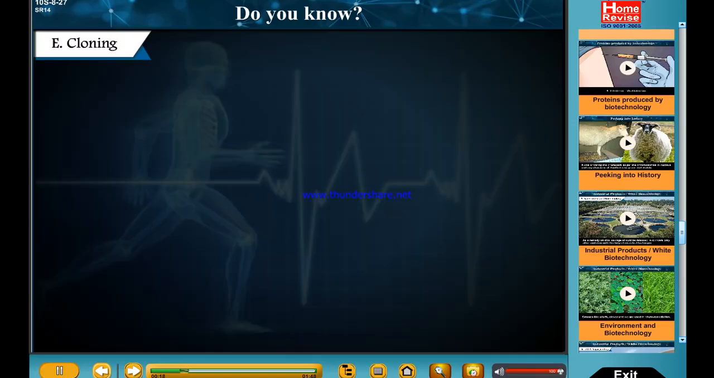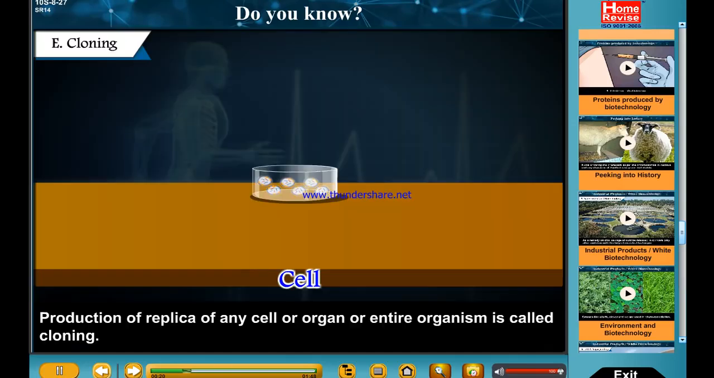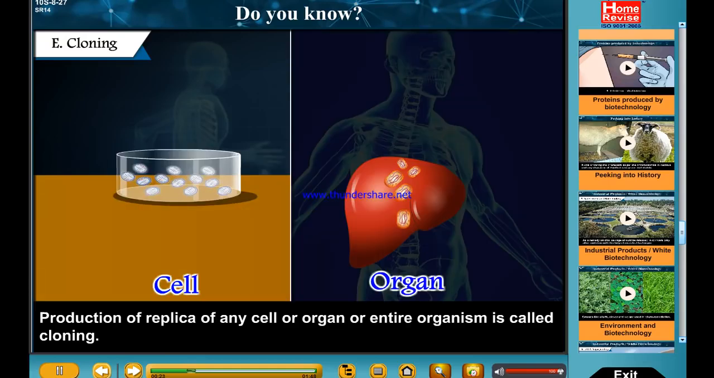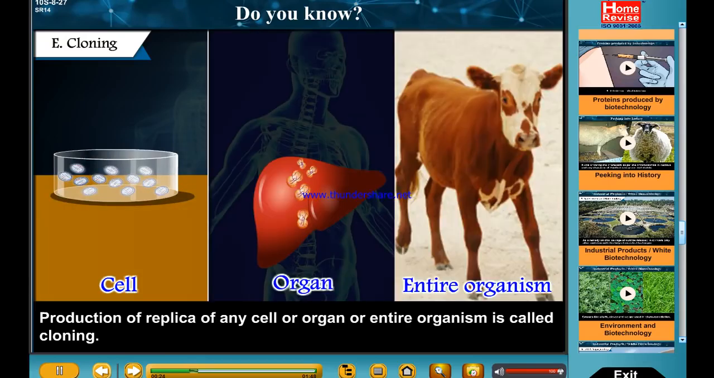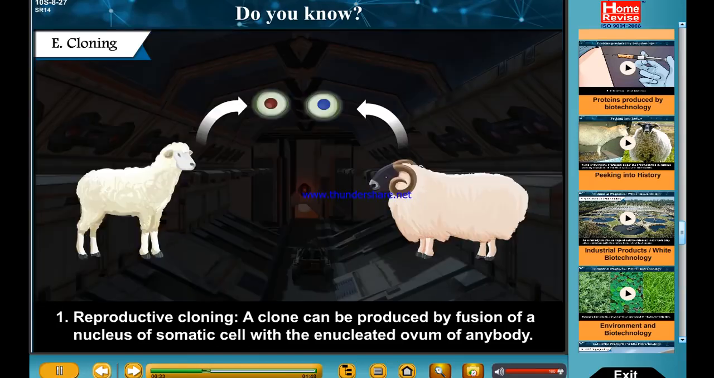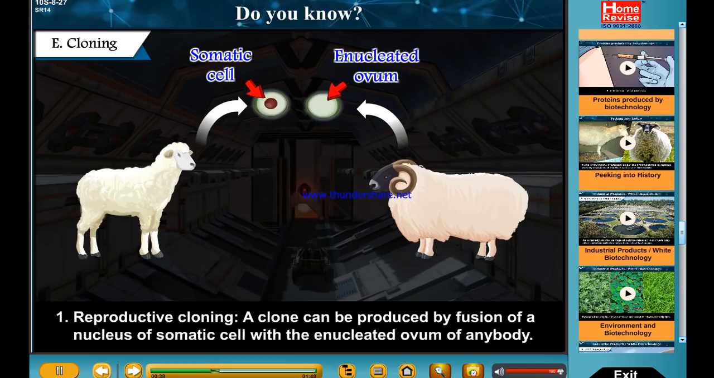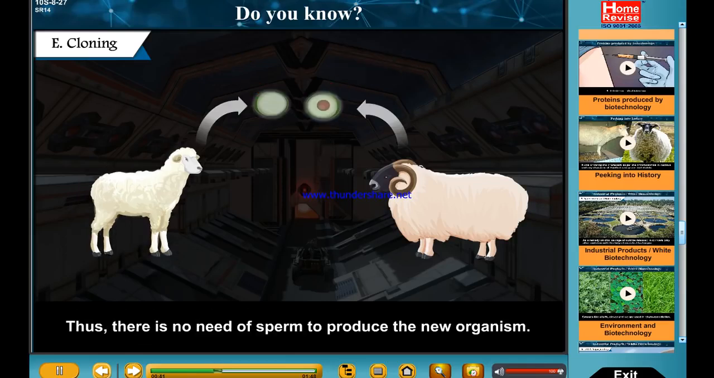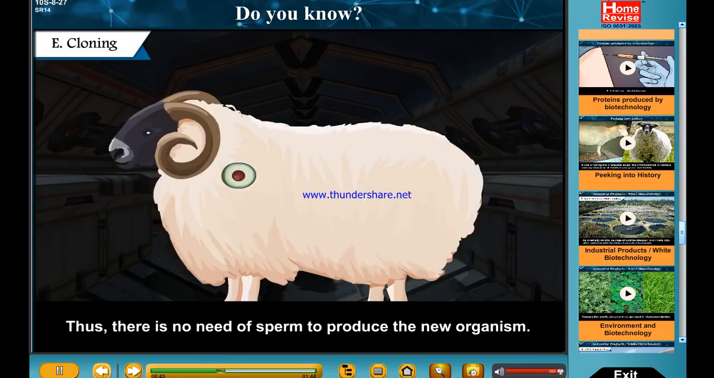E. Cloning. Production of a replica of any cell or organ or entire organism is called cloning. First, reproductive cloning. A clone can be produced by fusion of a nucleus of a somatic cell with the enucleated ovum of anybody. Thus, there is no need of sperm to produce the new organism.